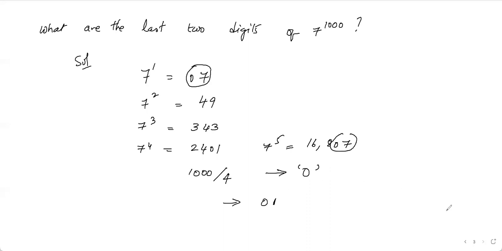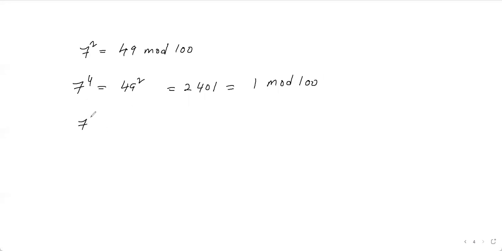Let us have a look at another method. You can also write this as 7 square as 49 mod 100, and 7 power 4, which is 49 square, which is 2401, which is equal to 1 mod 100. And 7 now to the power 1000, so this is 4 multiplied by 250, which gives 1 to the power 250, or 1 mod 100. So the remainder is 1, which implies that the last 2 digits of 7 to the power 1000 will be 01.